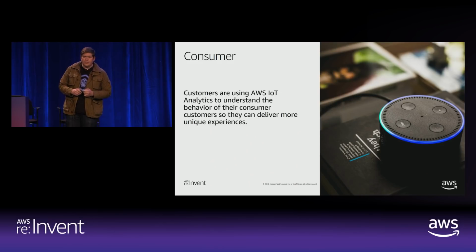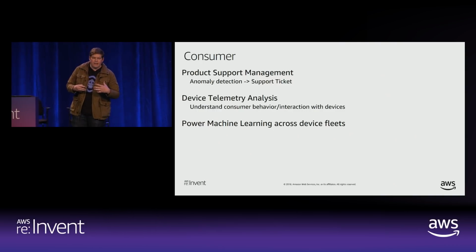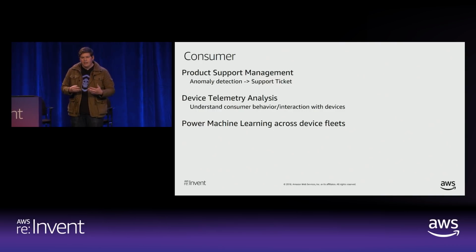We have a lot of customers also that service consumers directly. And what they're really trying to do, again, is understand the behavior of these consumers and how they interact with their products so they can provide them better, unique experiences. So one of the big ones that we've been working with customers on is taking the telemetry data from consumer devices and doing anomaly detection on that, allowing them to automatically create support tickets so they can be proactive in their customer service.